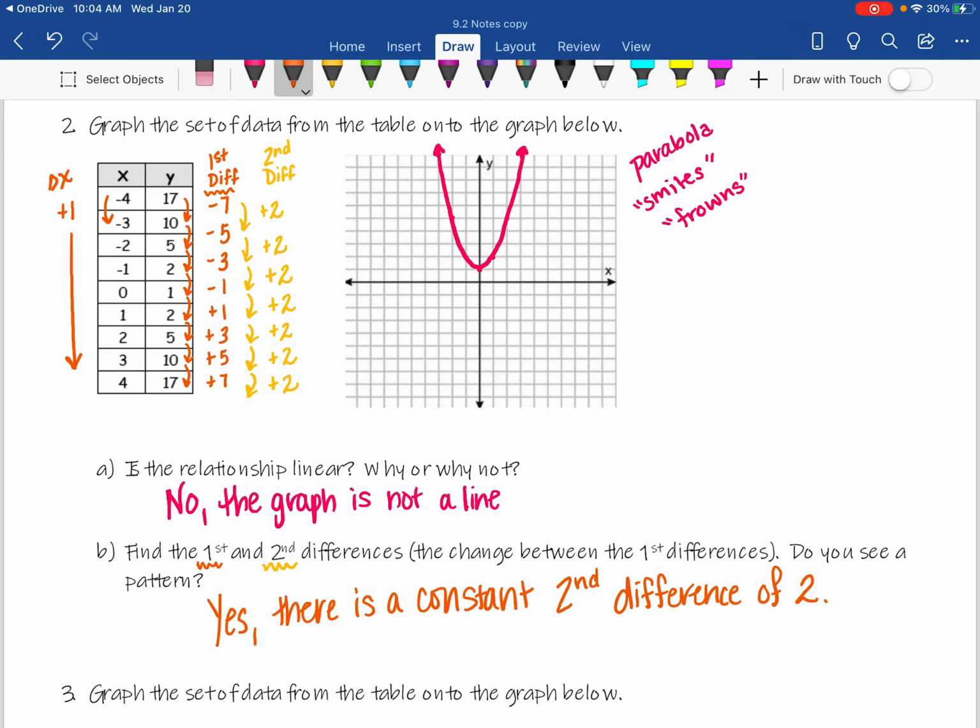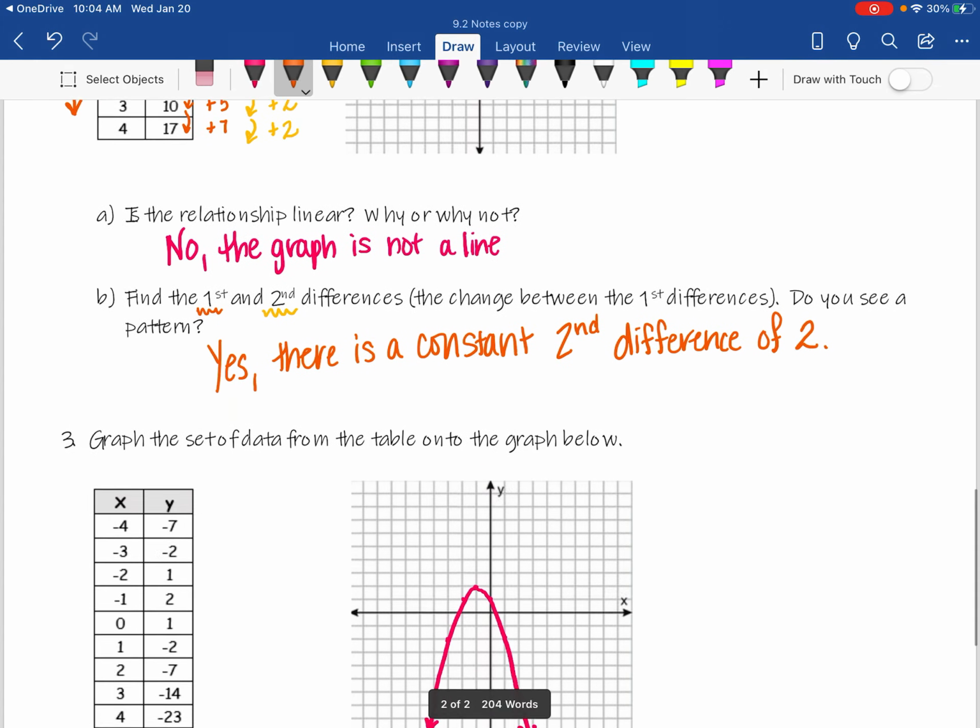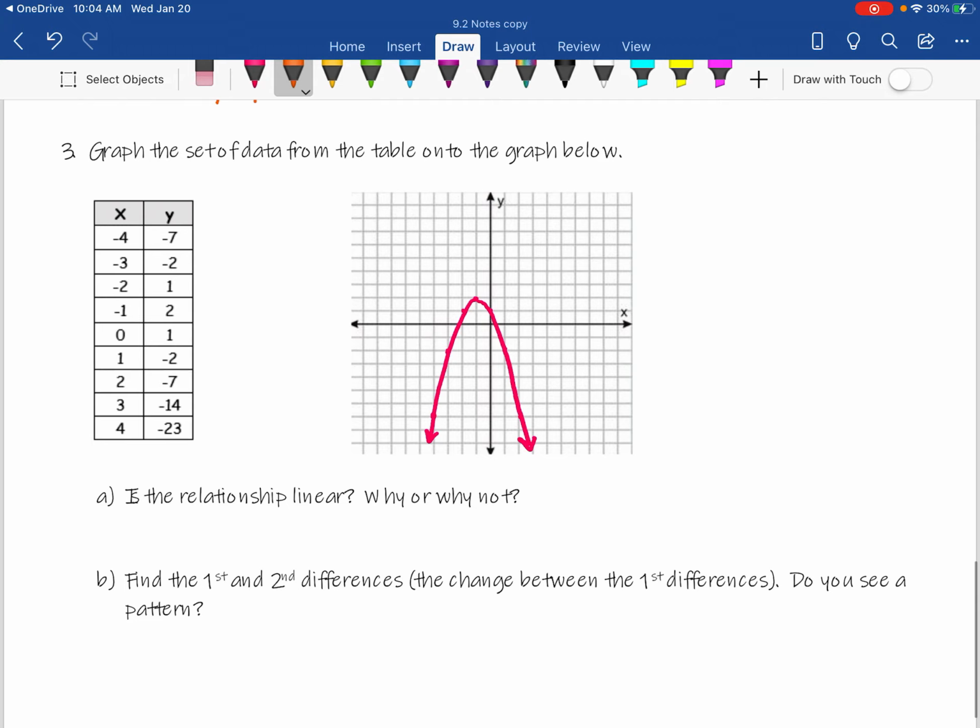Okay. All right, we are going to look at one more set of data just so that you can see what it looks like to have a frown. Okay, so I'm going to look at the second one. And I've gone ahead and plotted the points and connected them, and I have a frown. So this is a parabola as well, but it's a frown, so it's an upside down parabola. Indicates that it's quadratic, so we can say that it is not linear, because the graph is not a line.